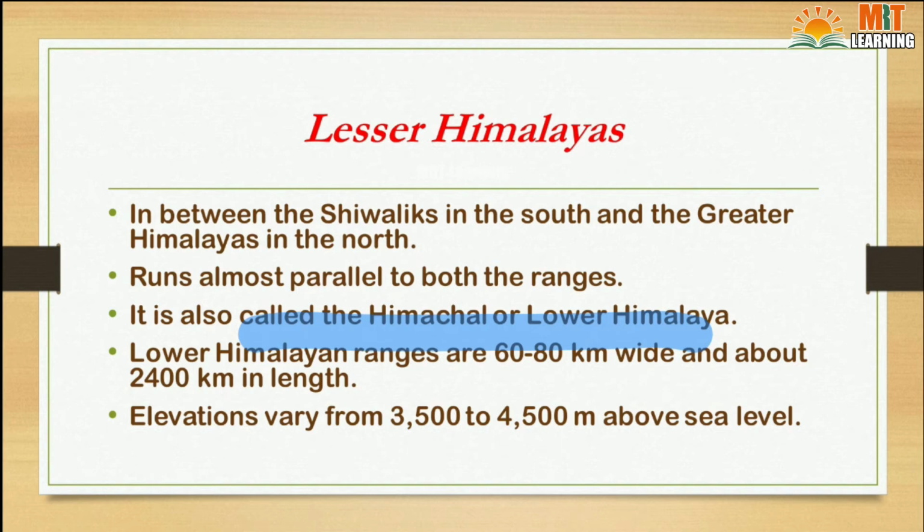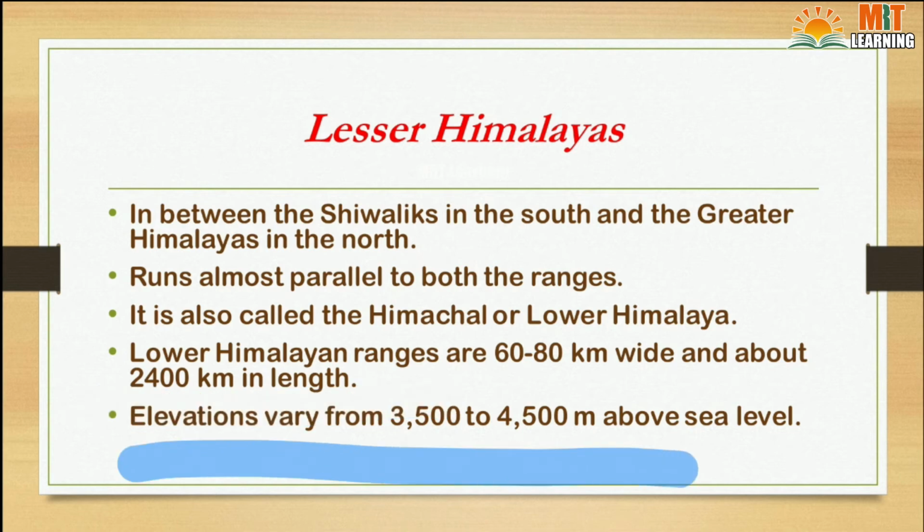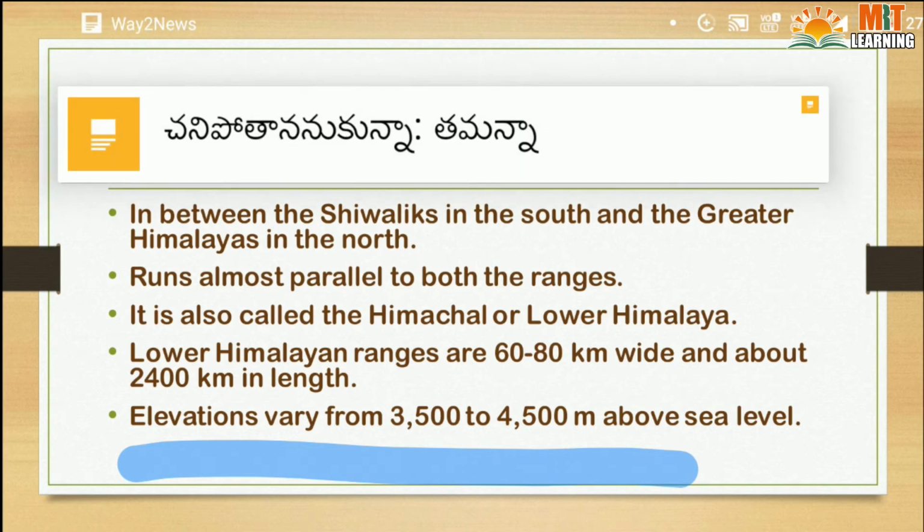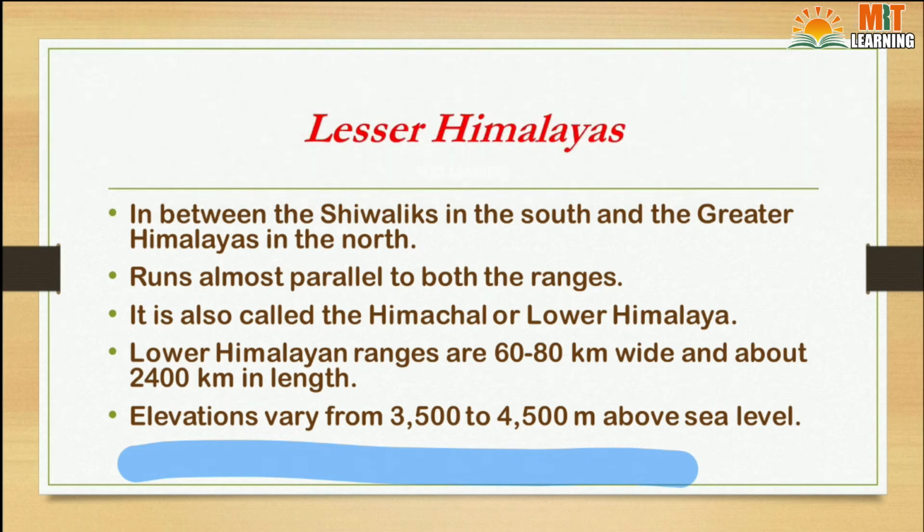Now see, the Lower Himalayas ranges are 60 to 80 kilometers wide and about 2400 kilometers in length. What is the elevation of the Lesser Himalayas? It varies between 3500 to 4500 meters above sea level. The Greater Himalayas are 6100 meters, and the Lesser Himalayas are 3500 to 4500 meters above sea level.